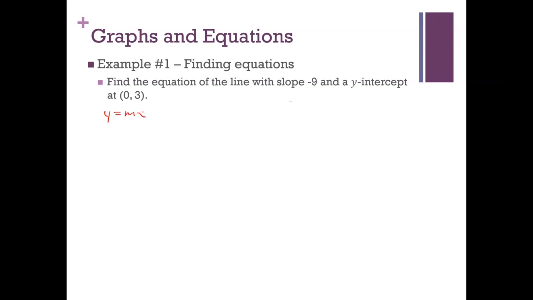Probably the most common form of the equation we'll use is y equals mx plus b. Do I know any of that information already? M is -9. That's true. What about b? And b should be 3, right? We know exactly where the y-intercept is. Whatever the y-coordinate of that is, that's what b is. So y is equal to -9x plus 3.